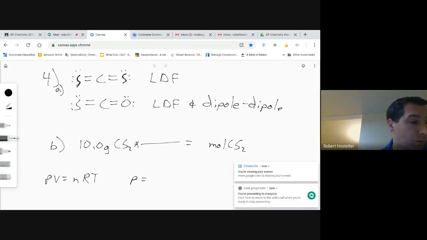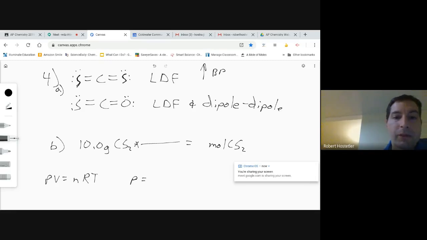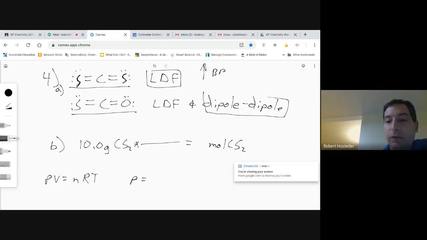In question 4, they want to know about the relative strength of the intermolecular forces and explain why the boiling point of CS2 is higher. So they're saying that this one has the higher boiling point. But if you look, it's a symmetrical molecule, so there's no dipole forces. It only has London dispersion forces. So that would be induced dipole. You could also say that. If you look at the second molecule, it has dipole-dipole forces because it's polar, because it's not symmetrical.